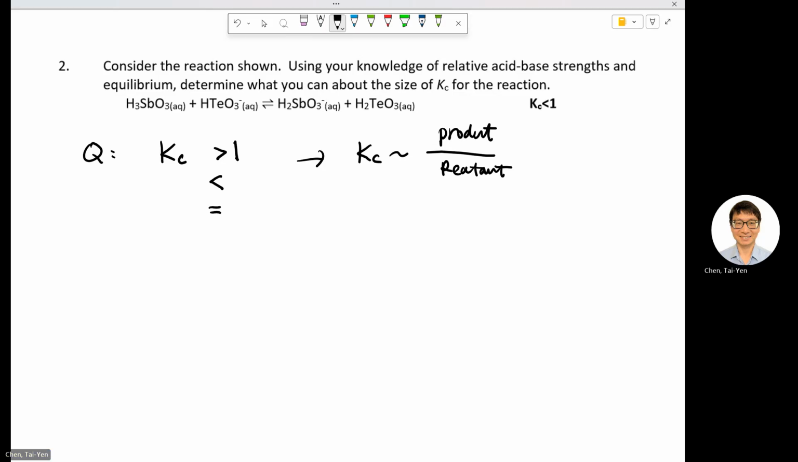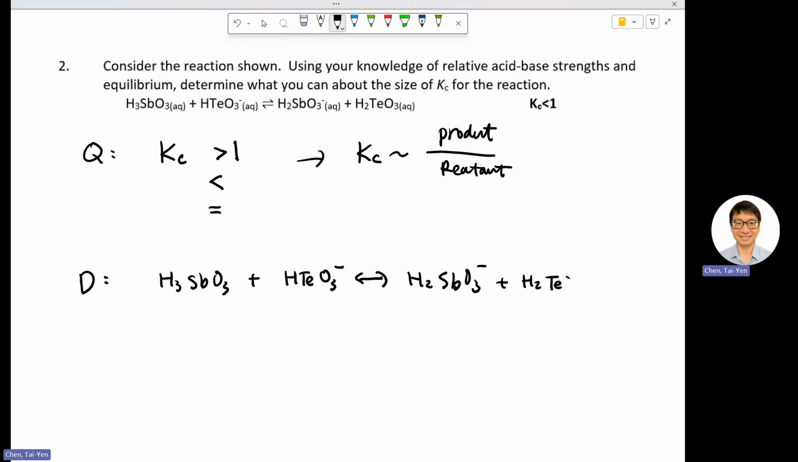Now it gives you this equation: H3SbO3 plus HTeO3 minus becoming H2SbO3 minus plus H2TeO3. I want you to pay attention to this equation.